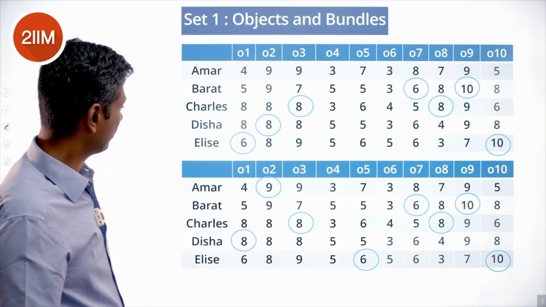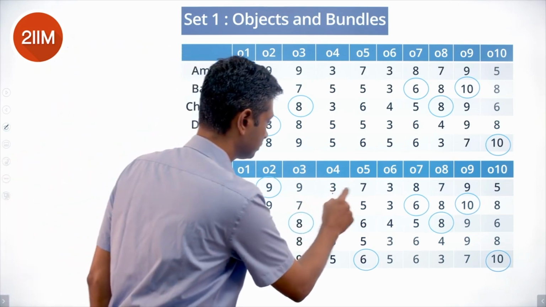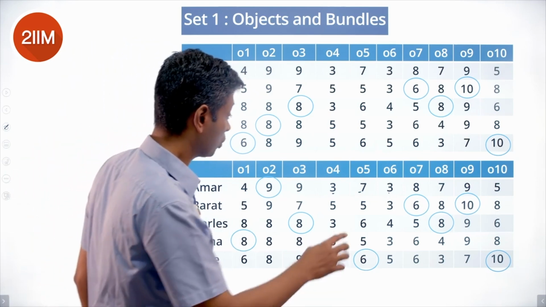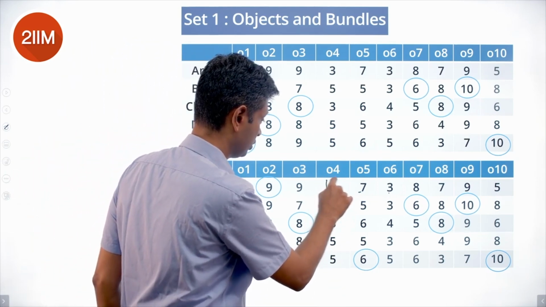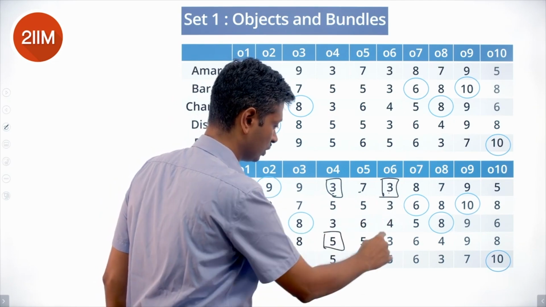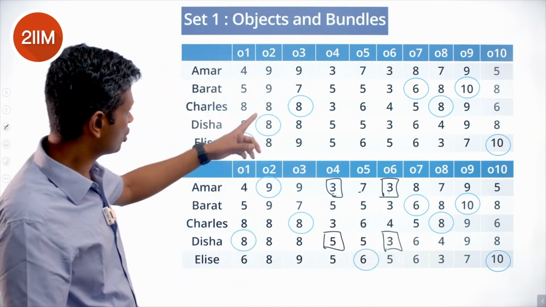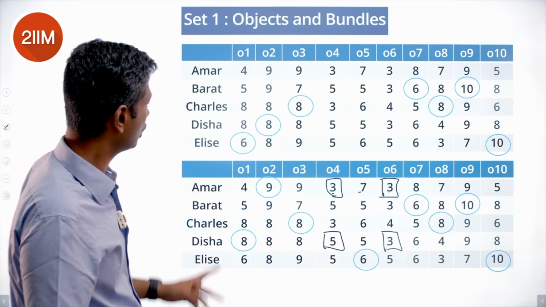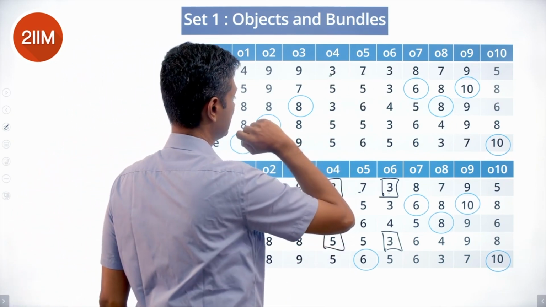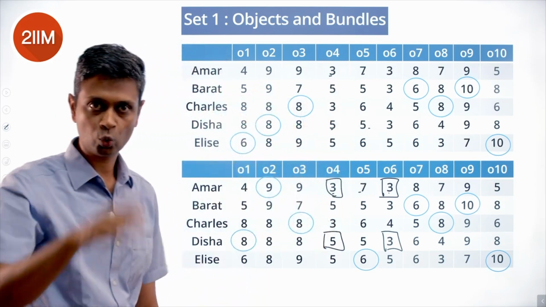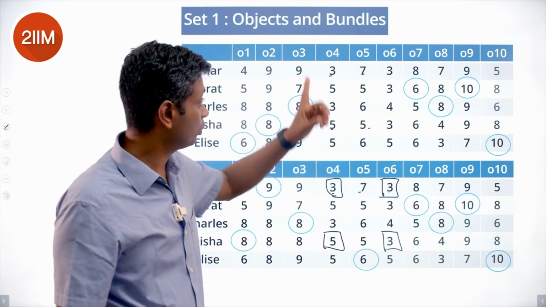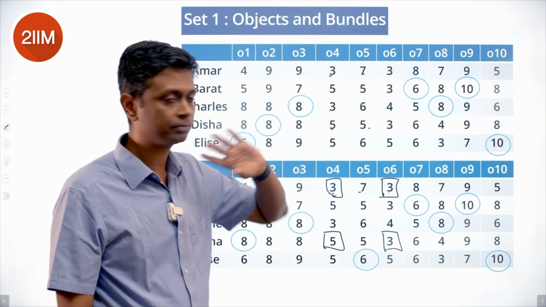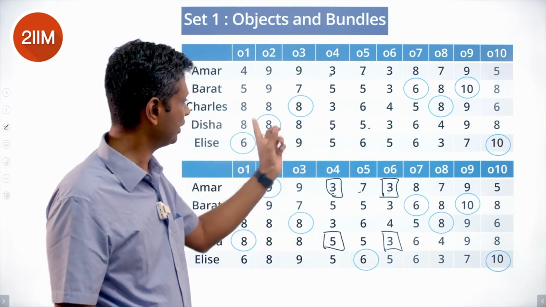Fine. Now what can we infer? Amar has got one of these 3. Barat is filled, Charles is filled, Elise is filled. Disha has got not one of these three, one of these two. This and this are remaining, this and this are remaining. Let's go to this one and then think about what are the possibilities. Amar should have got 2 out of these 3 and Disha should get the other. Wonderful. So 2 out of the 3. So it could be 3 and 7, 3 and 3, 7 and 3. The remaining will go here. So Disha would be 8 plus 5, 8 plus 5 or 8 plus 3.